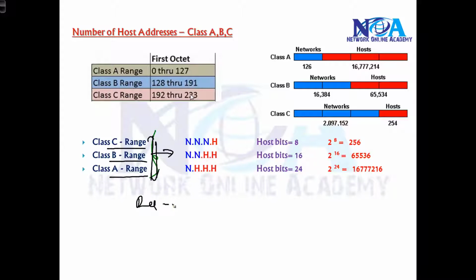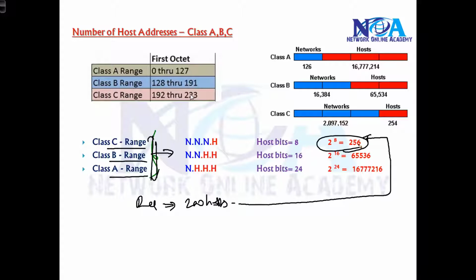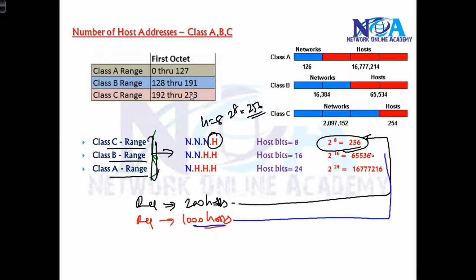Like if my requirement is, let's say, 200 hosts, I can go with any C class, because C class supports 256 addresses. We have one host portion of 8 bits, so 2 to the power of 8 is 256. If my requirement is, let's say, 1000 hosts, where you want to connect 1000 devices, and all those 1000 should be in the same network, I go with any B class, or A class also I can use.